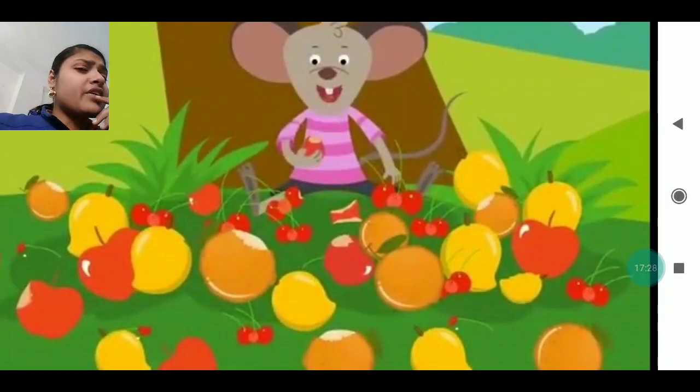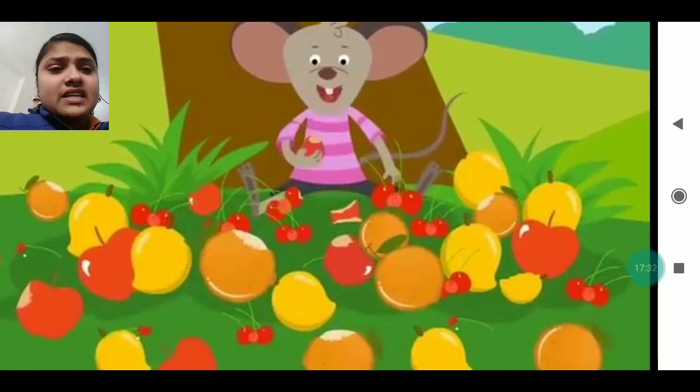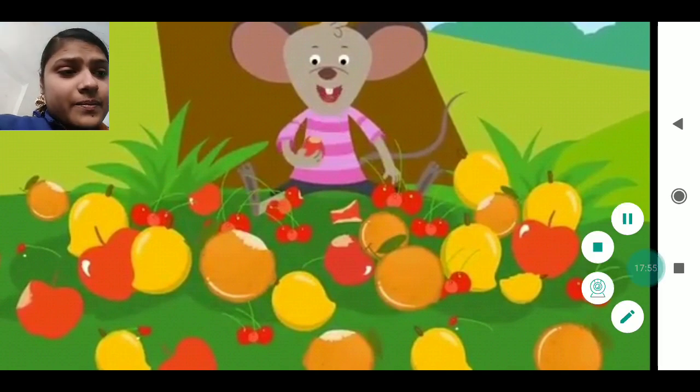There is one rabbit, and this rabbit is selling fruit. He has different varieties of fruit. I think some are cherries, some are mangoes, some are apples, oranges, like this. So many kinds of fruits are there. Now, my dear students, you have to make one bar to show how many mangoes, oranges, apples, or cherries he has. Let's do it.